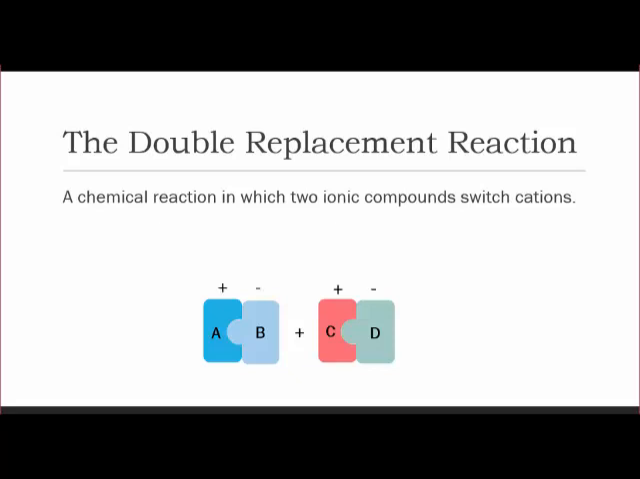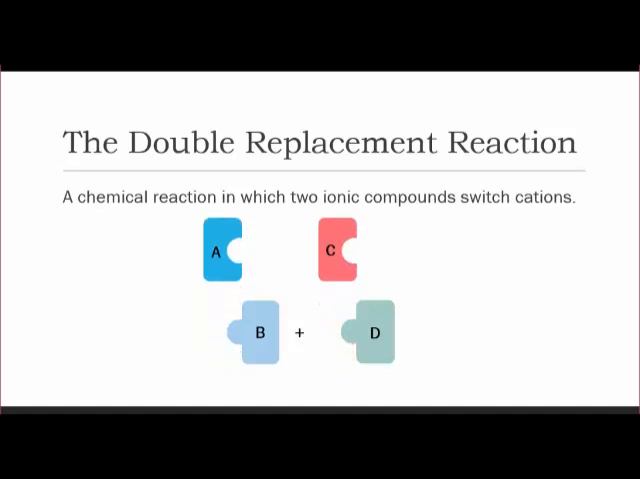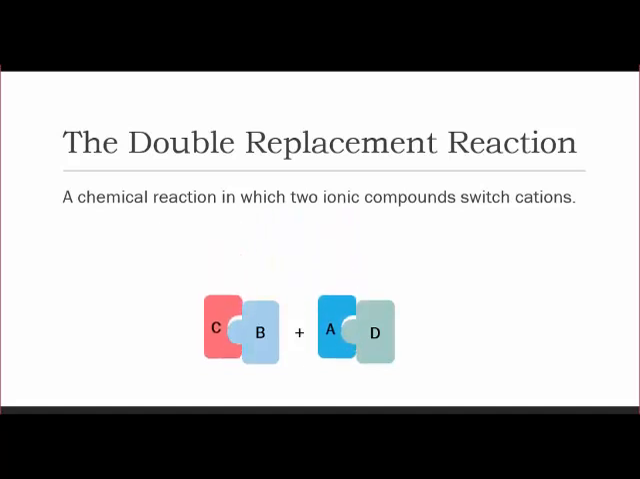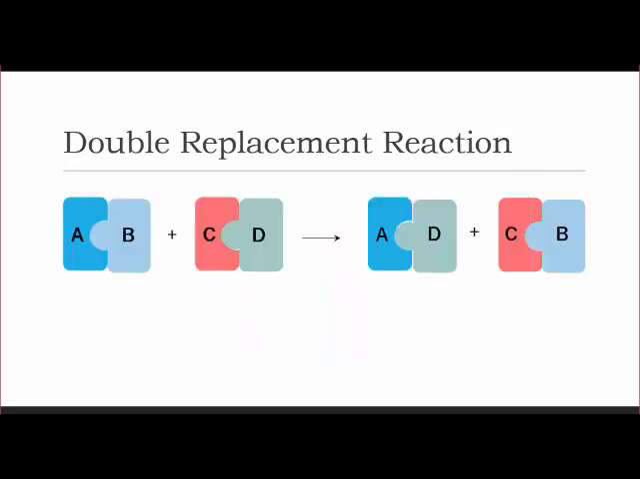If you can remember, in a double replacement reaction, we have two ionic compounds: cation, anion, another cation, another anion. And in these reactions, what we see are the cations switching places and forming new compounds. So our end result turns out to be two new ionic compounds.